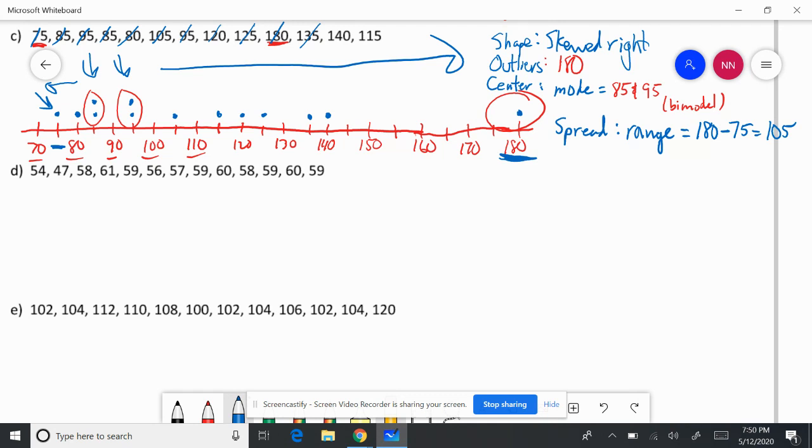Now, looking at letter D, we're going to do the same thing. Notice in this case, the spread is not as big, so we're not going to go by fives. So I'm going to go by ones again. I first have to figure out my least value. In this case, I see that 47 is my least, and then I have to look for my greatest value, and I see 61. So I'm starting at 47, and I'm going to go to 61.